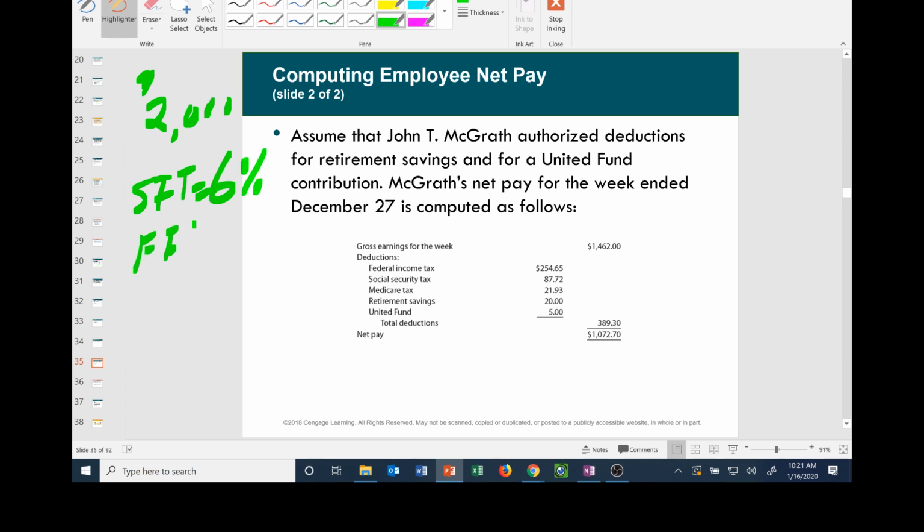Federal income tax, I'm going to give you a flat rate of 10. Medicare tax, this book uses 1.5. And Social Security tax, this book uses 6. Now, let's say no other deductions, no United Funds, and no retirement. Calculate the net earnings, $2,000 a week, if you take out state, federal, Medicare, Social Security taxes.